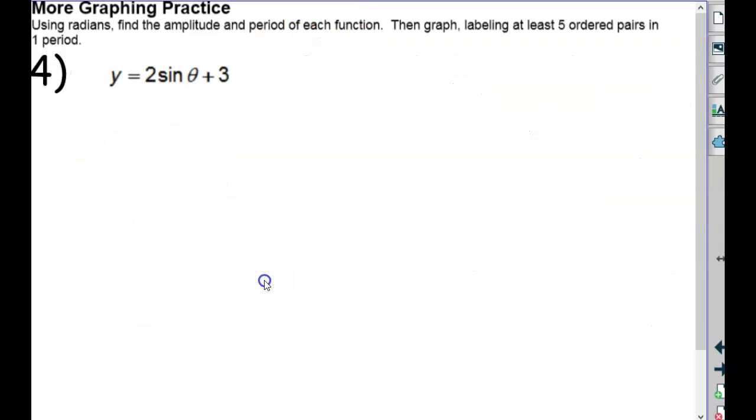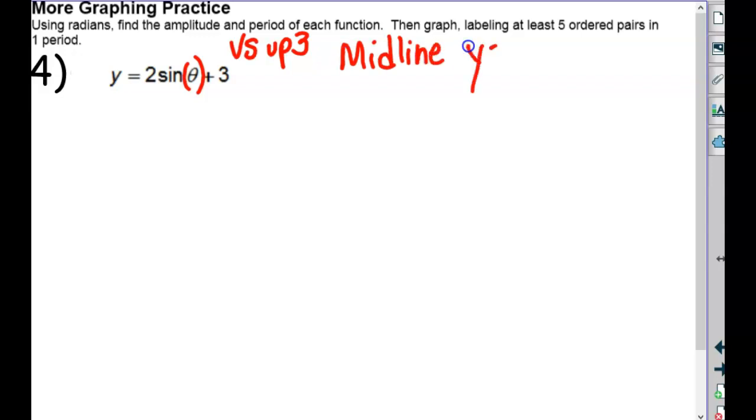Oh, vertical shift. Ready to try a vertical shift? This number that's added on the back, first of all, is not included in the parentheses. It is a vertical change, not a horizontal. So it's up 3. That's going to change the midline to y equals 3.